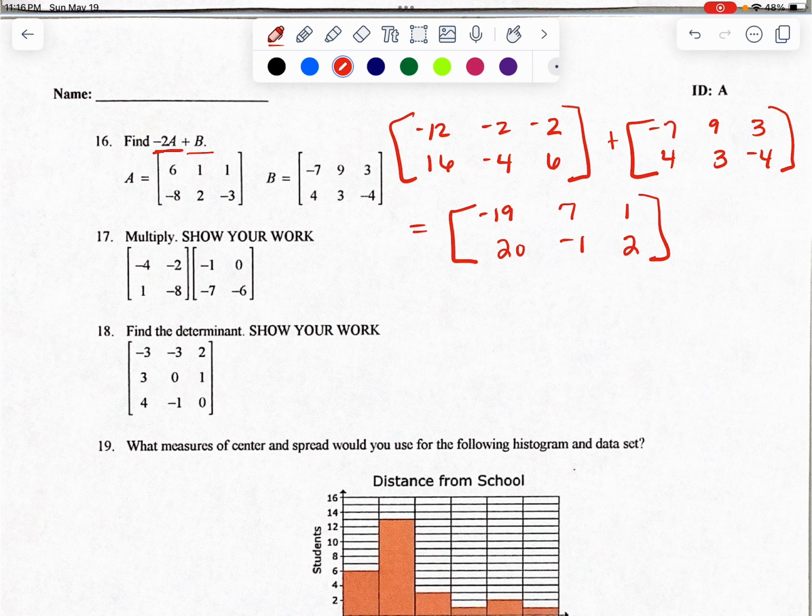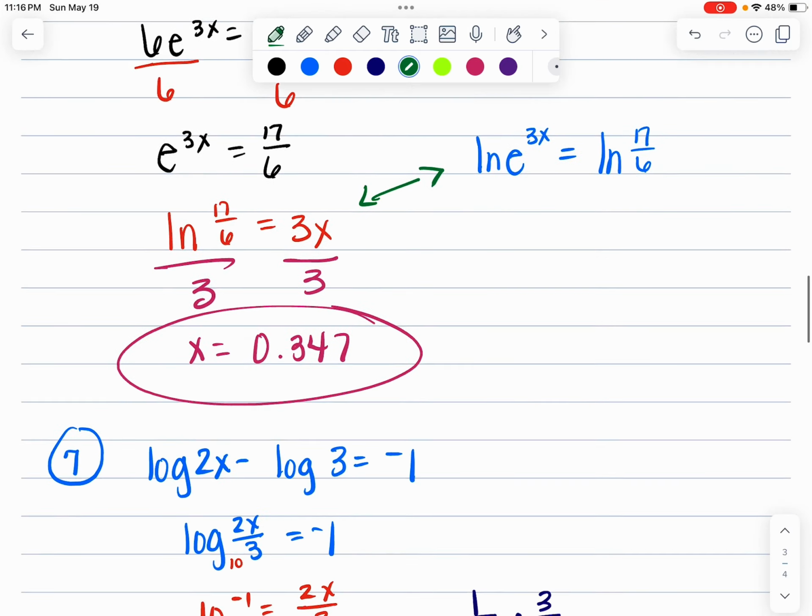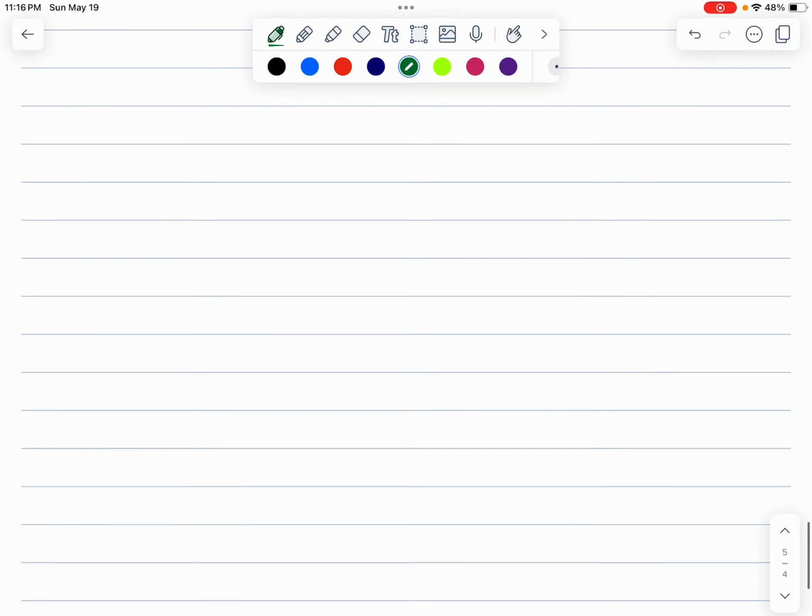On 17 and 18, show your work. Okay, show your work. I'm going to do that down here. Number 17, you're multiplying two matrices together. Let's see. Whoops. My paper's flying away. Negative 4, negative 2, 1, and negative 8.